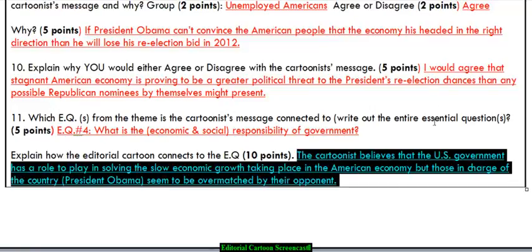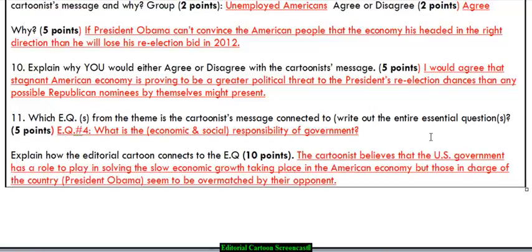Now, the connection that I made to essential question number 4, what is the economic and social responsibility of government? I said the cartoonist believes that the U.S. government has a role to play in solving the slow economic growth taking place in the American economy, but those in charge of the country seem to be overmatched by their opponent.